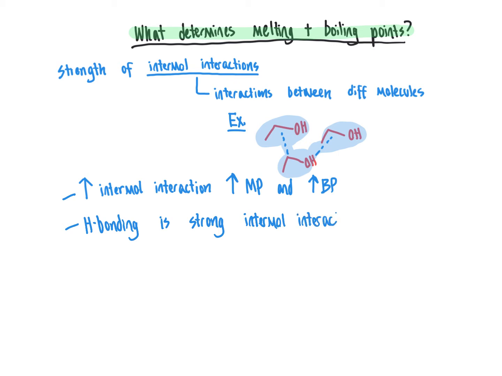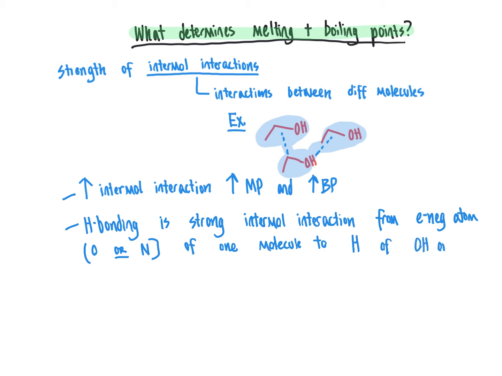And what is hydrogen bonding? May ring a bell from some of your general chemistry courses. Hydrogen bonding refers to the strong attraction between an electronegative atom, namely oxygen or nitrogen are typically the electronegative atoms that come into play in biological systems, of one molecule with the hydrogen of an OH or NH group of another. So it is a strong intermolecular interaction from the electronegative atom, which I'll put as an E negative atom, and that's going to be an oxygen or a nitrogen of one molecule to the H, the hydrogen of an OH or NH group of another molecule.